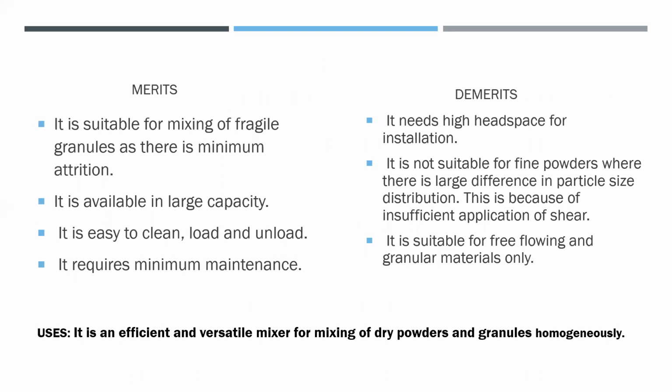Next point, merits and demerits of this double cone blender. First merit, it is suitable for mixing of fragile granules at minimum attrition. This type of double cone blender is mainly used for mixing of fragile granules. Second merit, it is available in large capacity, so it provides large capacity for the mixing of this material.